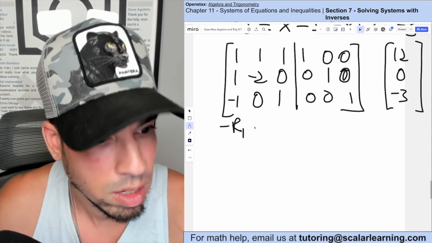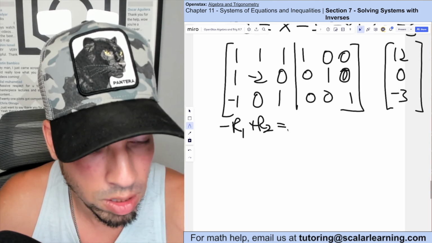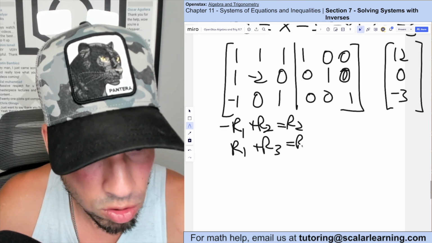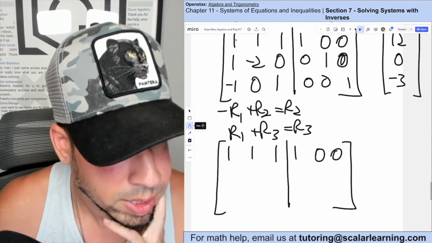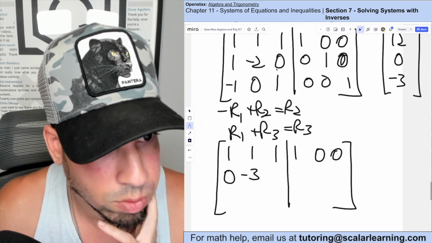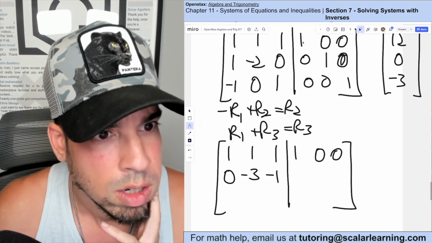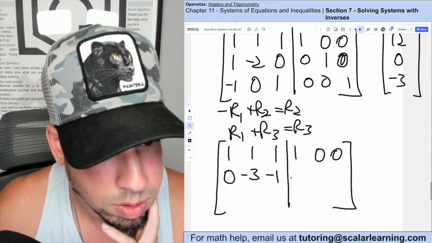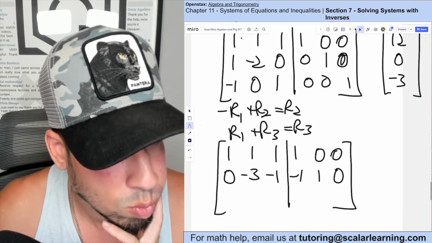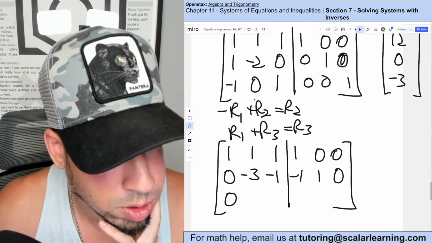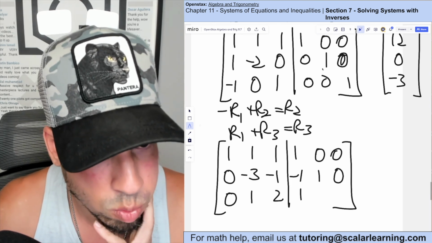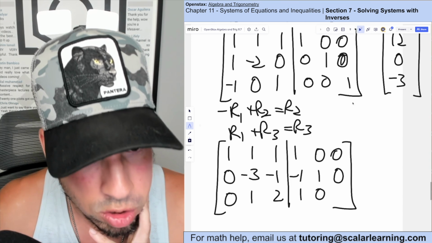So I'm going to do negative R1 plus R2 to get a new R2, and regular R1 plus R3 to get a new R3. Let's write that out. So we got negative 1 plus 1 is 0. Negative 1 plus negative 2 is negative 3. Negative 1 plus 0 is negative 1. And then we got negative 1 plus 0 is negative 1. 0 plus 1 is 1. 0 plus 0 is 0. And then we got 1 plus negative 1 is 0. 1 plus 0 is 1. 1 plus 1 is 2. 1 plus 0 is 1. 0 plus 0 is 0. 0 plus 1 is 1.